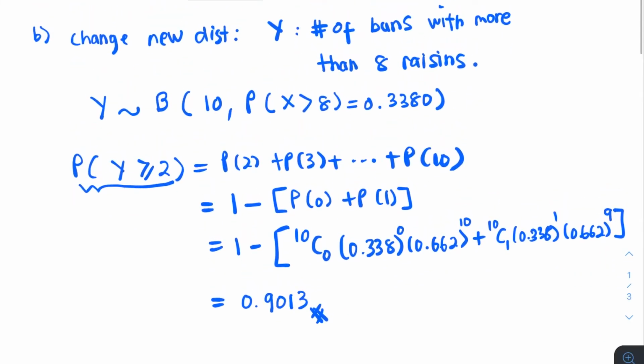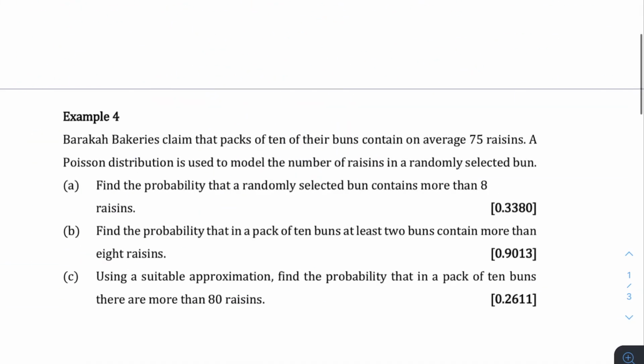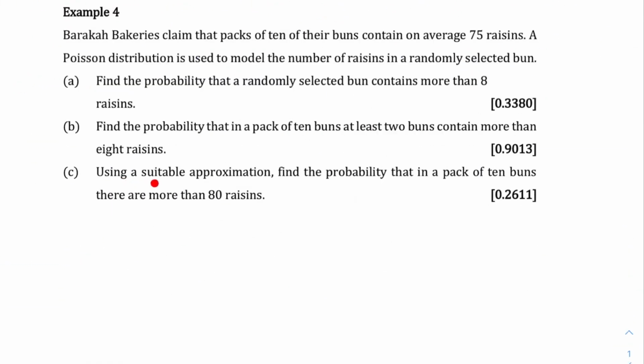Are you guys okay? If you cannot understand, pause your video, rewind a bit, and try to understand. Now let's proceed to part C. Part C, they're asking about using a suitable approximation to find the probability that in a pack of 10 buns, there are more than 80 raisins.